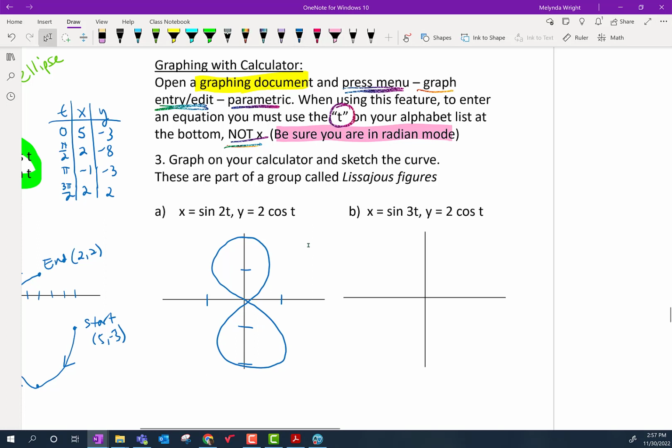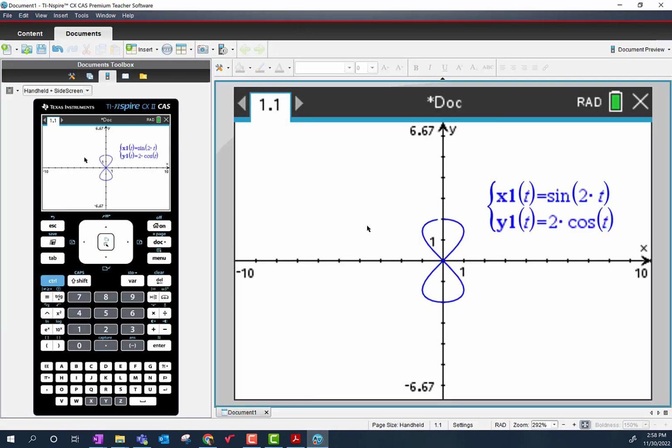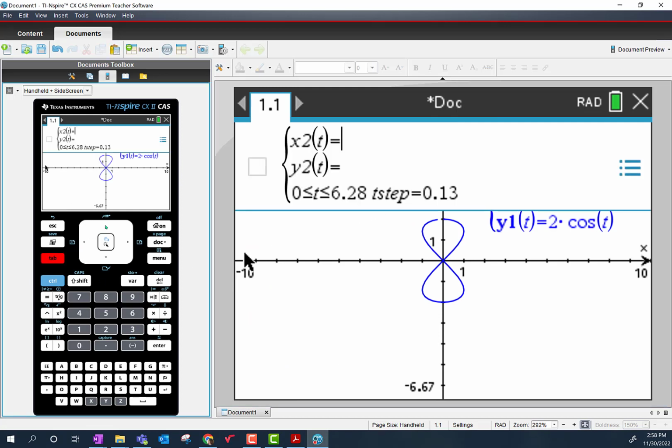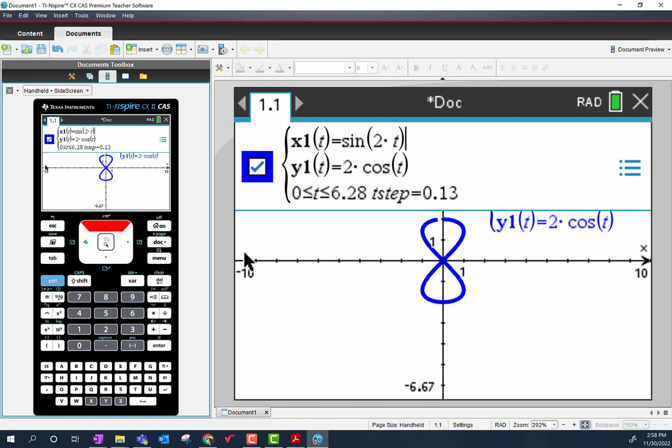So maybe you want to play with the parametric graphing. I don't know, it's kind of fun. These graphs are identical except the sine 2 is a sine 3. So I'm just going to go in, and instead of doing another graph, I'm just going to hit tab and then use my arrow to scroll up. I'm just going to go over here and change the 2 to a 3.